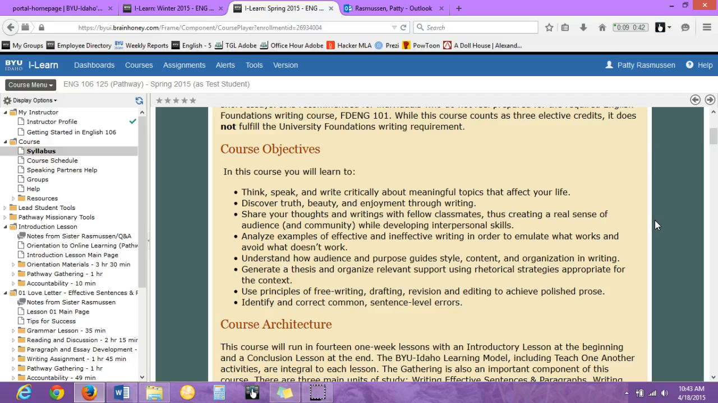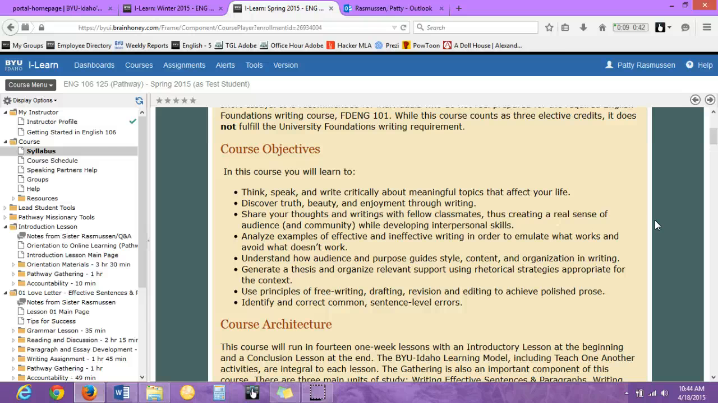So with the course objectives, basically the purpose of this course is to teach you to work on developing and perfecting effective sentences and paragraphs, and then organizing those into short essays. So some of the objectives are to help you think, speak, and write critically about topics that are meaningful to you, to share your thoughts in an organized and effective way, in effective ways. There we go. That's not very effective, is it?